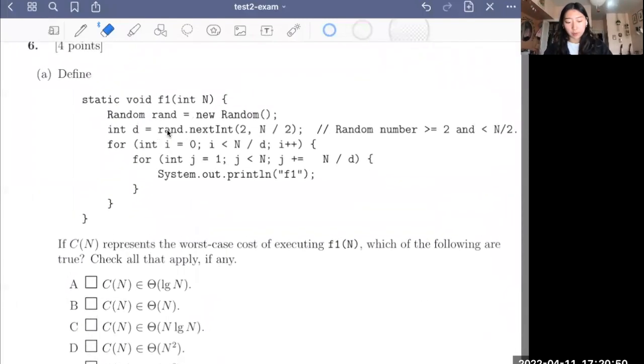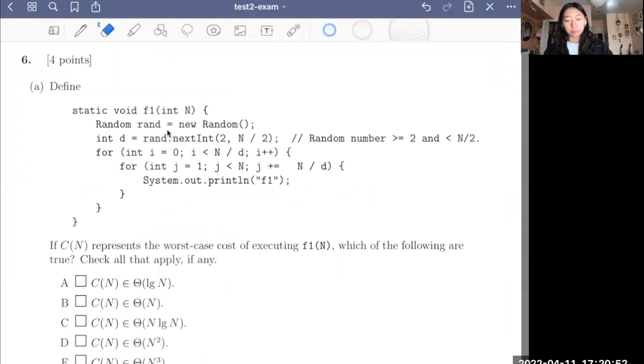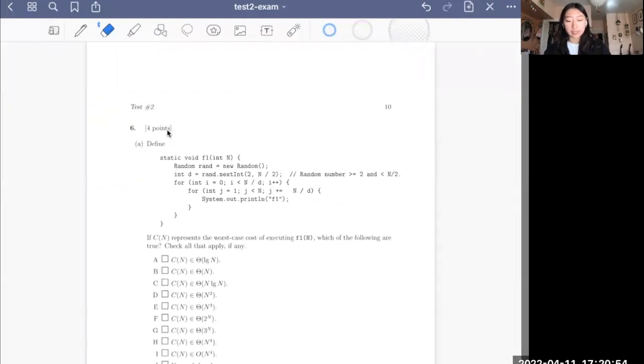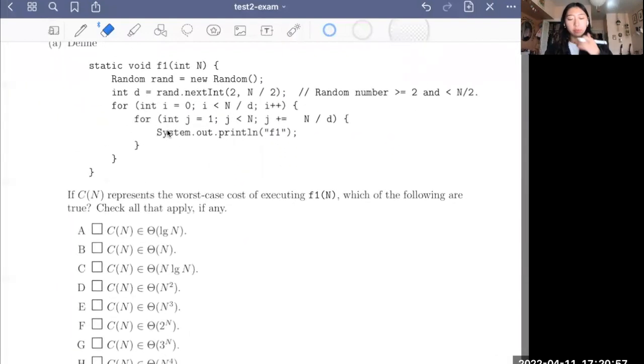Okay, we're now going to talk about problem 6, which is all asymptotic analysis. Part 6a says we have this function f1, and what happens is we initiate a random d and we get some number between 2 and n over 2. Then we have 2 for loops, and in the outer one, we're going to increment by 1 going up to n over d. And in the inner one, we increment by n over d going all the way up to n. And within the for loop, we do a constant amount of work by printing.